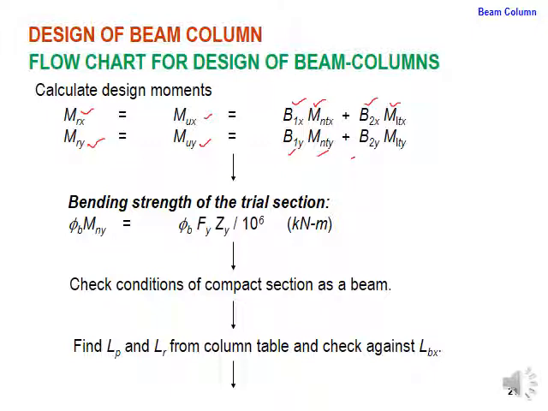Bending strength, then you have to apply the checks. After that you have MRX and MRY, so you have the bending strength capacities. You can check it for phi Bmx and phi Bmy. So you have the formula with you. Check conditions of the compact section as the beam. After this, all of the flow chart components or the steps are going to be involved: the beam checks. So for the compact section as the beam, you have to find out the LP and LR for the column tables, and you have to check against LBX.